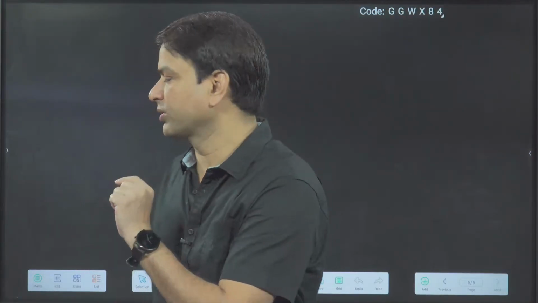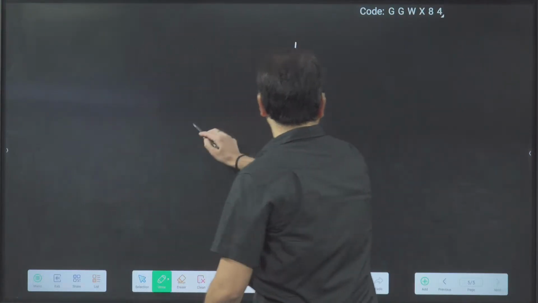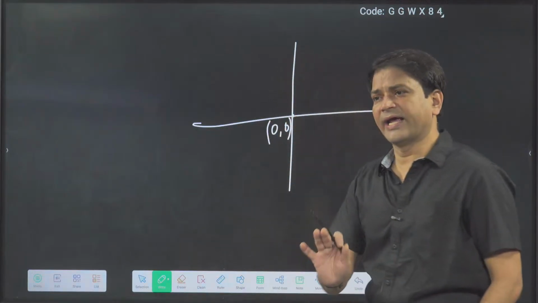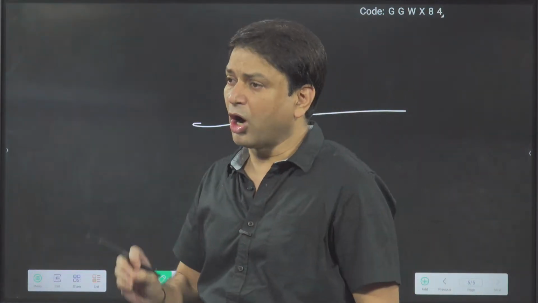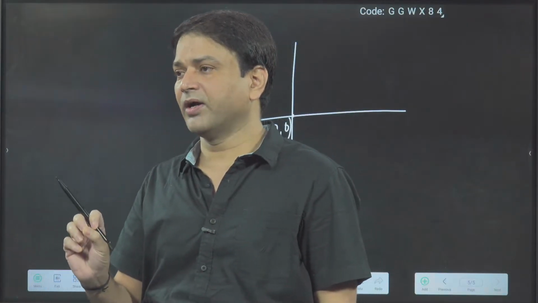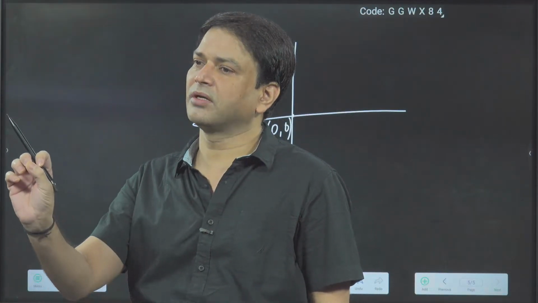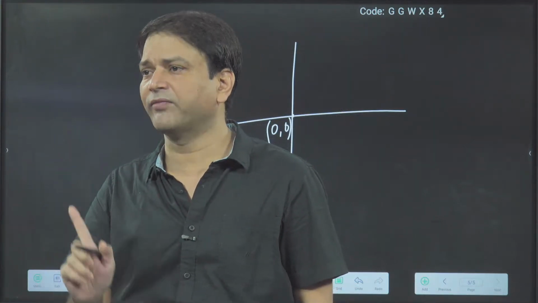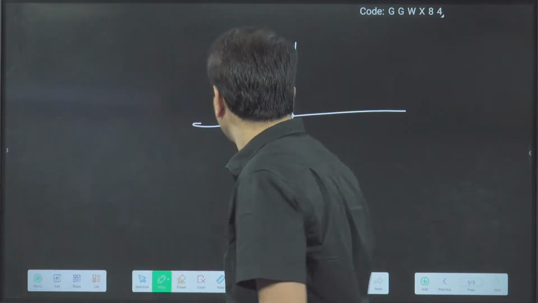Okay, because suppose I am saying this is the origin, and the line is passing through the origin. So how many lines can pass through the origin? Infinite. But I have given that the slope is 1, or the angle is 45 degrees. So at 45 degrees you can make only one line. Like this.